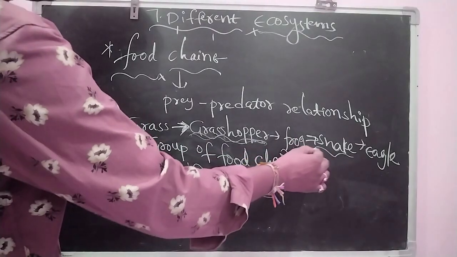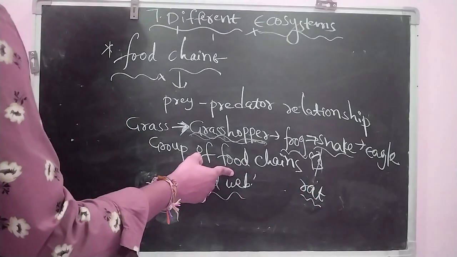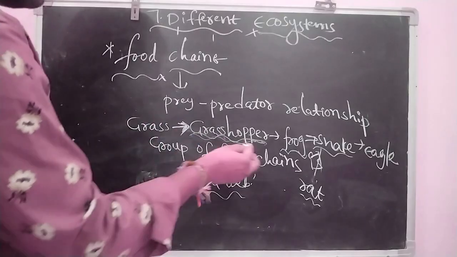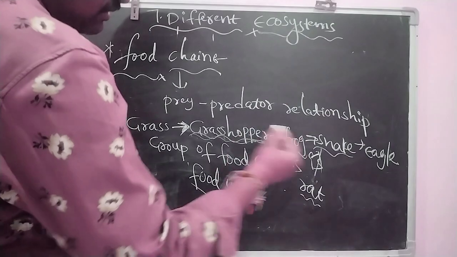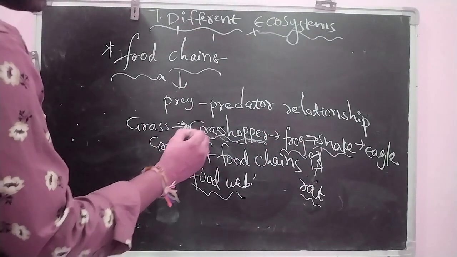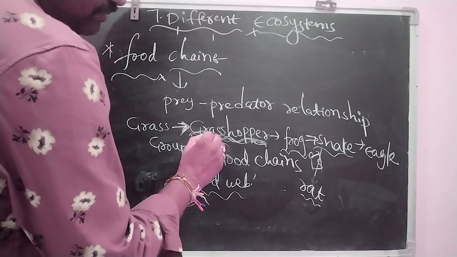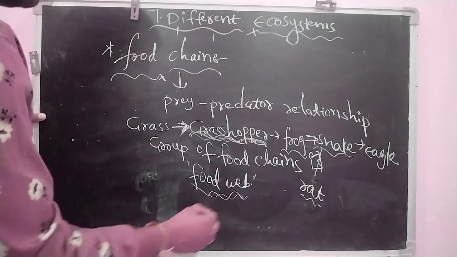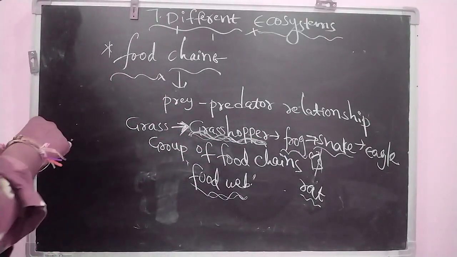For example, snake also takes rat as prey. Okay, more than one food material is taken by the predator, and also one food item is not going towards only one predator. Not only one organism is going to prey, more than one organism is going to prey. That is why this concept arises, that is called food web. The chain that shows prey predator relationship is called food chain. Group of food chains is called food web.